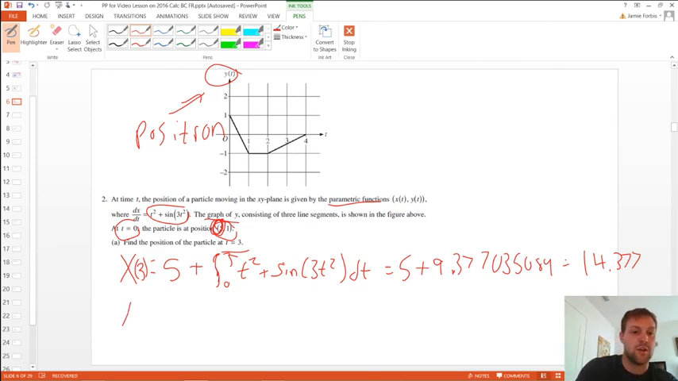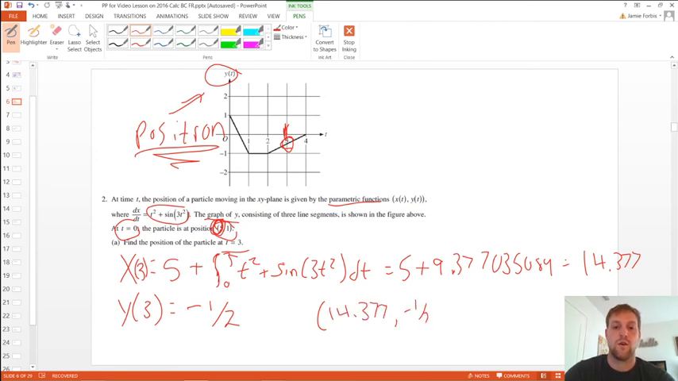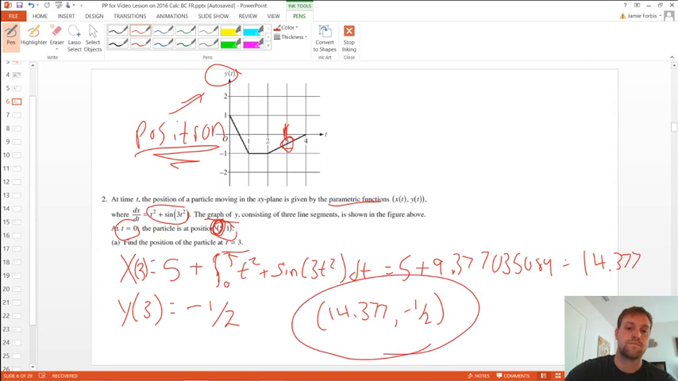Now y of 3. Well, we're given the position for y as a chart. So at time equals 3, my y position is at -1/2. That's nice, they went ahead and told you the position there in the chart. So my point is at 14.377, comma -1/2. Not too bad.